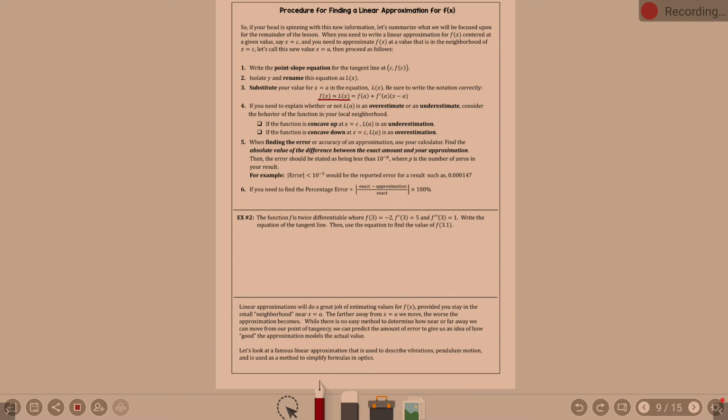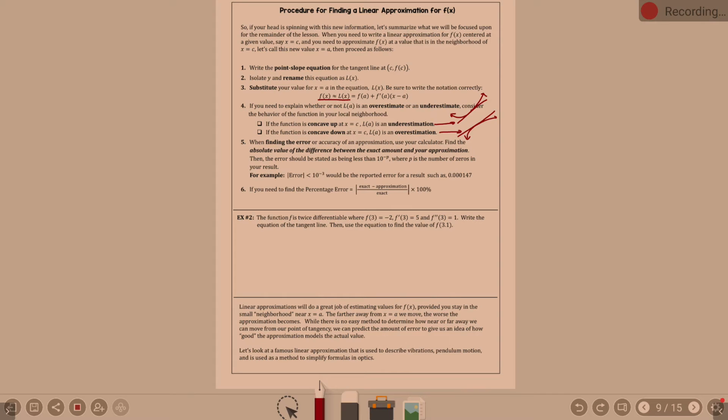I just kind of gave you a heads up on the whole overestimate, underestimate thing. The idea that if my graph is concave up, there's a concave up graph, well, my tangent line is going to lie below. So it's an underestimation because that is below, as opposed to concave down. There's a concave down. Well, my tangent line is going to end up being above. So that's going to be an overestimation.